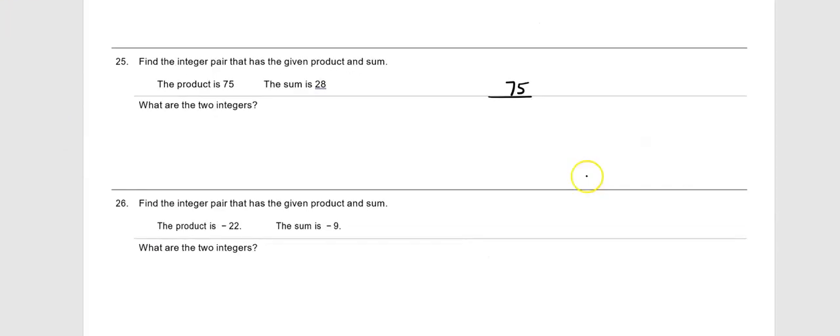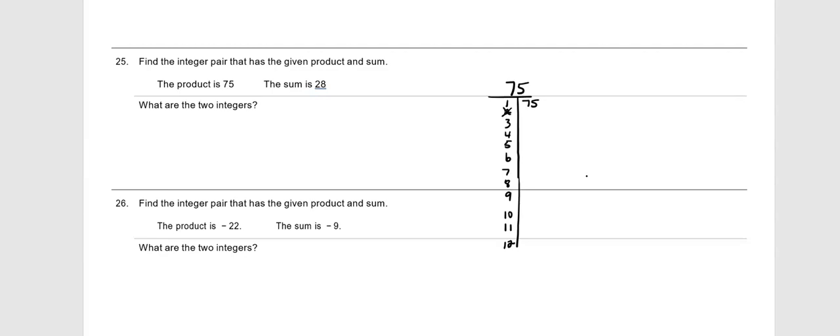So we're being asked to find the integer pair that has the given product and sum. So the product is 75, and what we'll do is make a table here, and I can list numbers 1 through 12 over here, like so. And take your calculator, divide each of these numbers into 75 and place the answer here. So of course, 75 divided by 1 is 75. 75 divided by 2 does not divide evenly, so there's nothing to use.